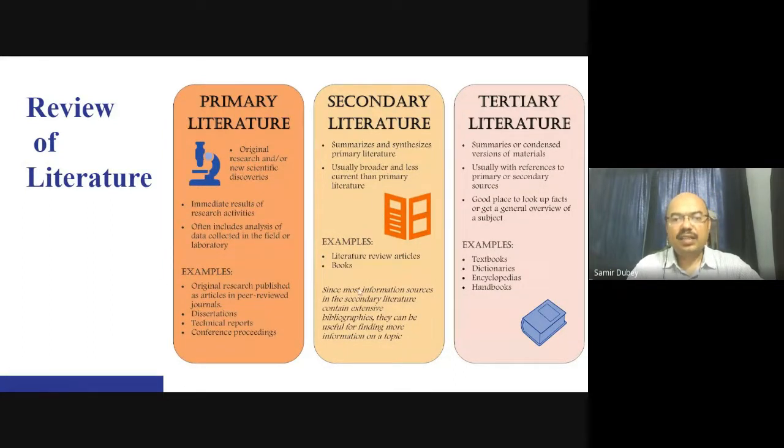The secondary literature is like books and literature review articles, and the information sources are secondary. Hence, you have to put your faith in the books or the literature review articles. You get the articles from very esteemed and very reputed journals only. And the tertiary literature we get from textbooks, dictionaries, encyclopedias, and handbooks also.